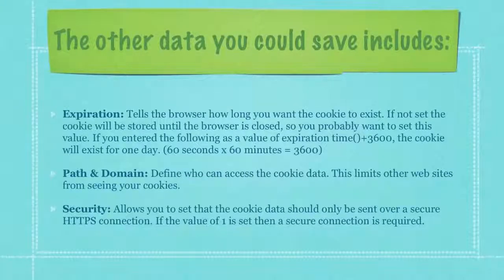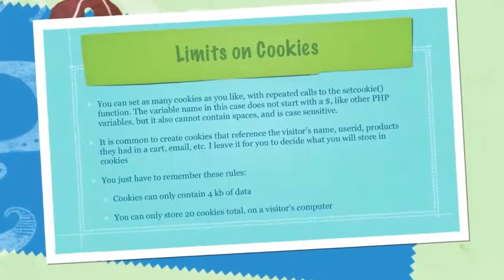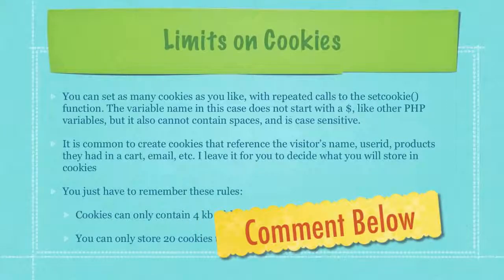Path and domain define who can access the cookie data. This limits other websites from seeing your cookies. Security allows you to set that the cookie data should only be sent over a secure HTTPS connection. If the value of 1 is set, then a secure connection is required. You can set as many cookies as you like with repeated calls to the setCookie function.